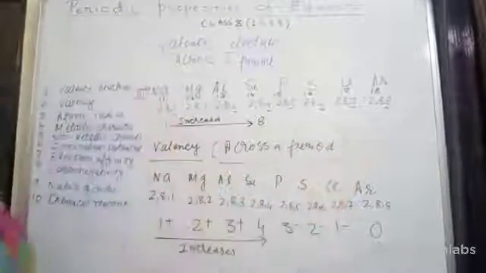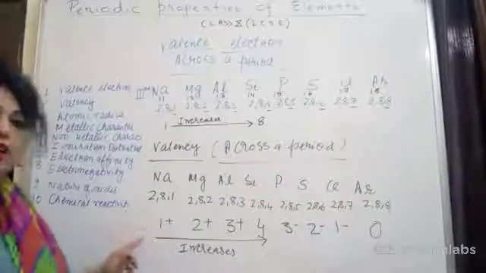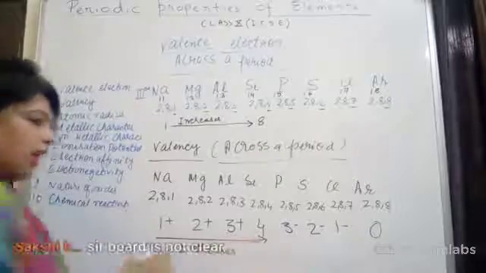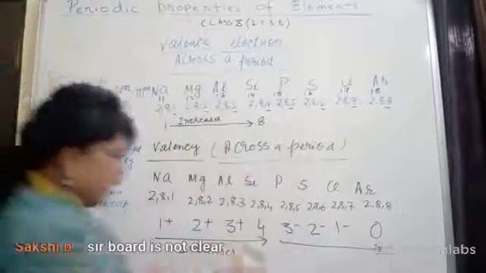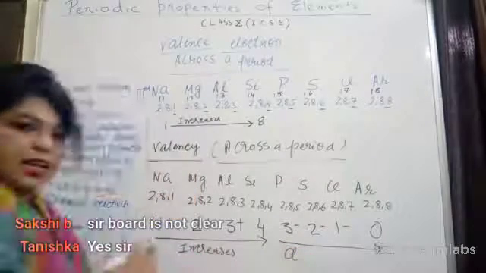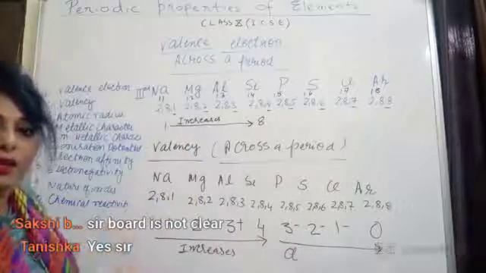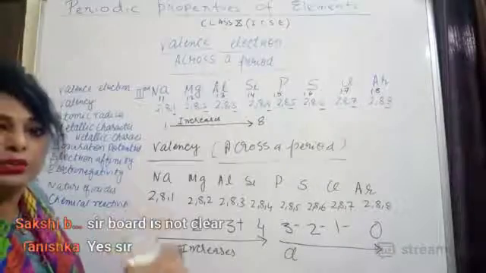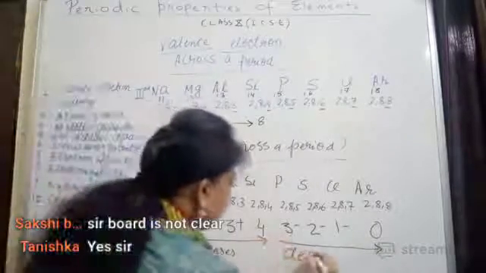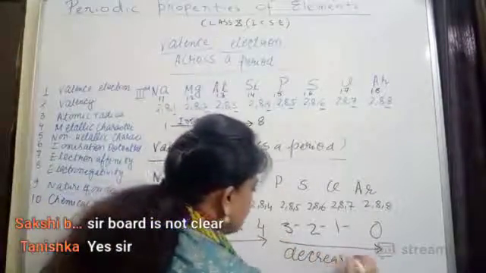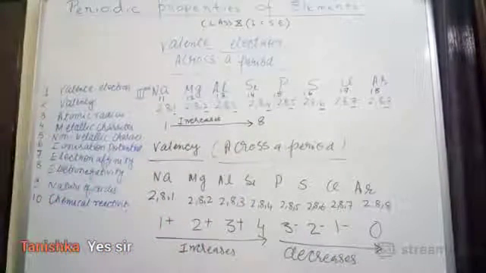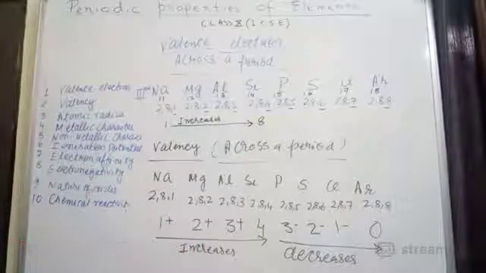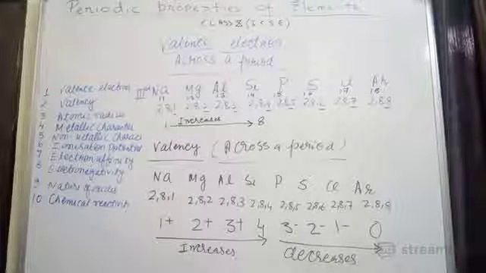What is the trend here? Valency first increases from 1 to 4 and then decreases from 3 to 0. Right? So it means it first increases from 1 to 4, then decreases from 3 to 0. If you have any doubt, you can ask in the chat box, beta. Clear? So you can see now how valency shows the trend in the modern periodic table.